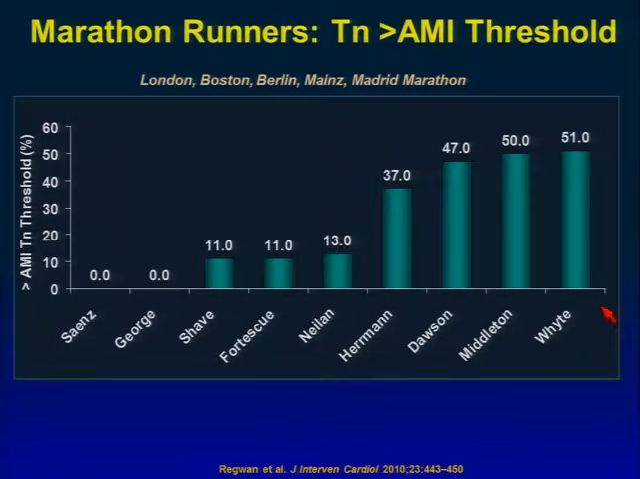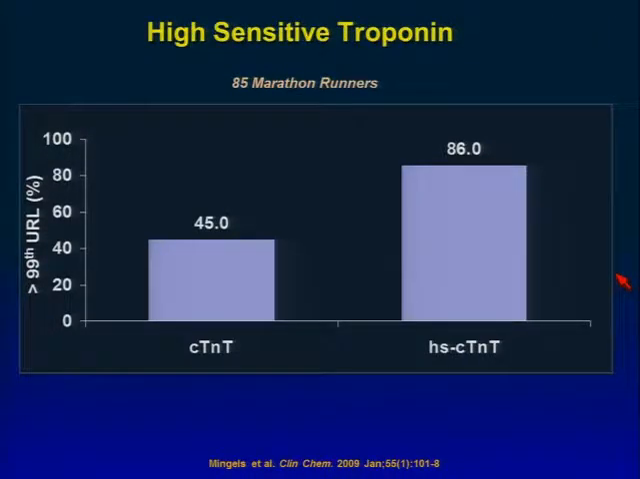So we discussed a lot about increasing sensitivity of troponins. This is data from many different studies looking at marathon runners and the incidence of troponins higher than the AMI threshold. And as we can see here, in some of the studies, at least 51% of marathon runners had detectable troponins, which actually exceeded the AMI threshold.